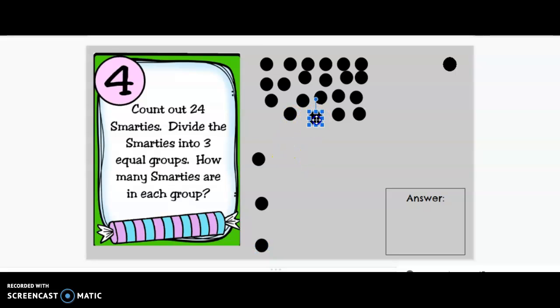And now Miss Noble's just going to give each group 1 Smartie at a time until they're all dispersed evenly. So we're going to divvy up our Smarties.